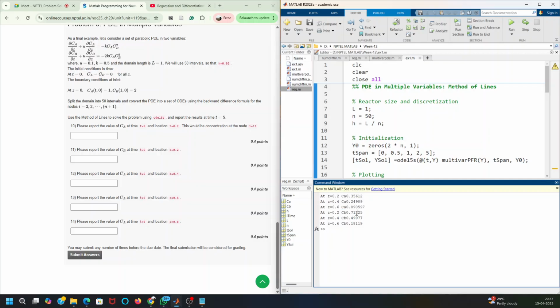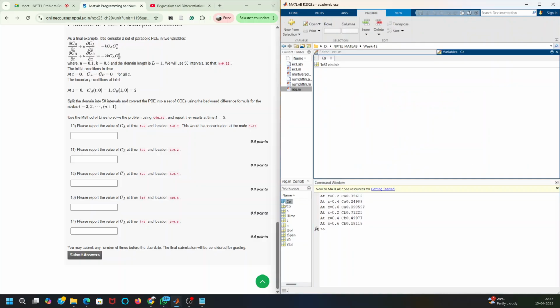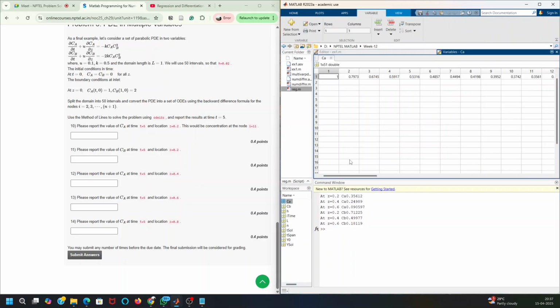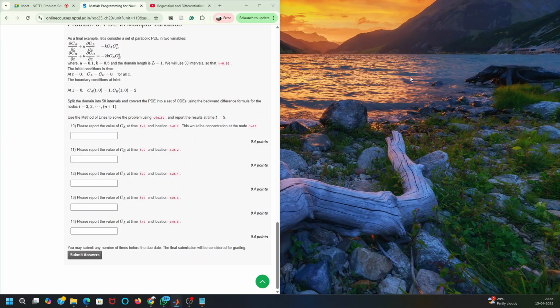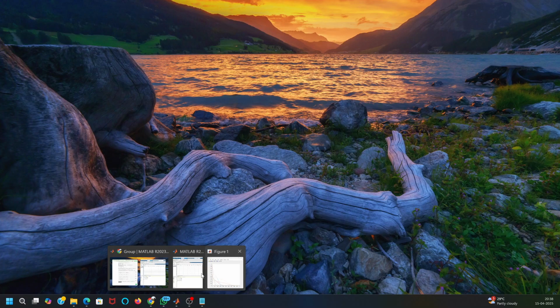0.35, 0.24, all this. So these are the C values. You can also check CA and CB, but this CA is only for the last time interval which we have seen. So we can also do one more thing.